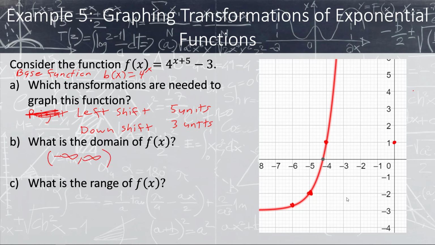However, what has changed is the range. Since we are shifting down by 3, instead of the range going from 0 to infinity, it now goes from -3, not including -3, all the way to infinity. And there you go.